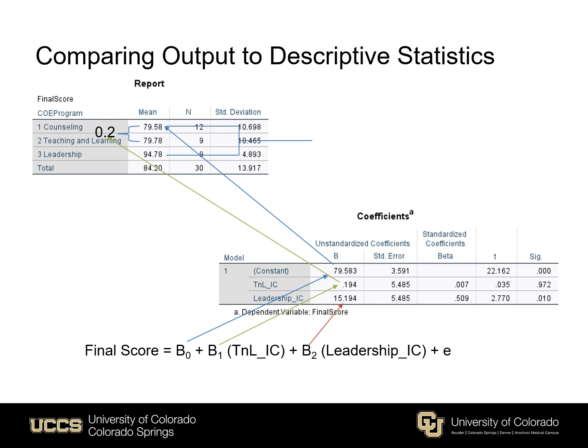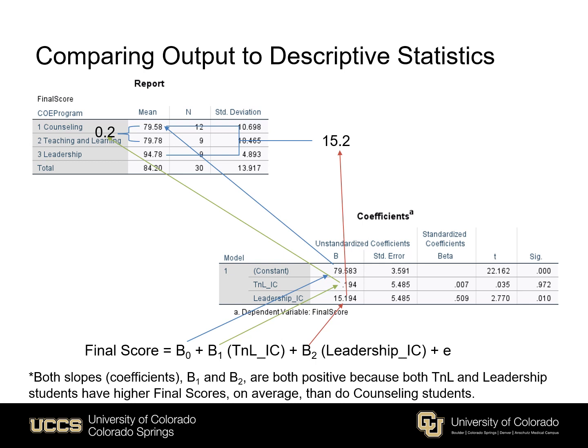And we have a comparison between leadership and counseling. That is 15.2. So that is confirming that our coefficient for leadership is an estimate of the mean difference in final score between leadership and counseling. Now, one thing to note before leaving this is both of the slopes B1 and B2 are positive because both the teaching and learning and the leadership students have higher final scores on average than do counseling students.